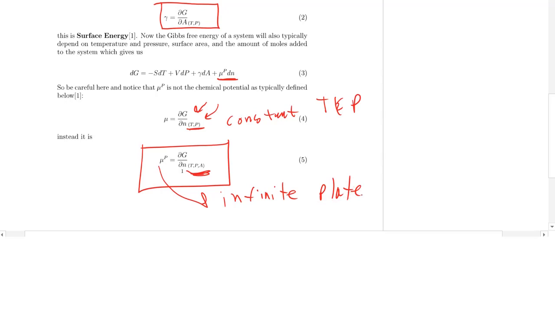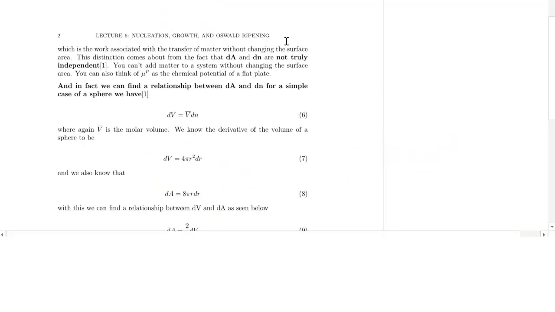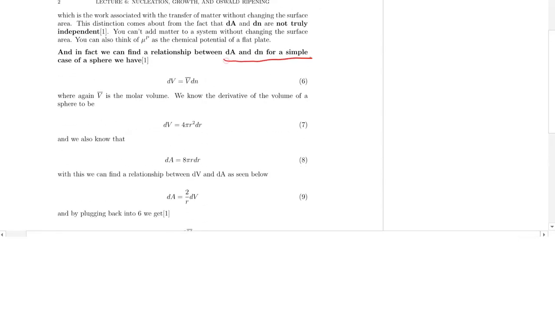So now the question is, how can we write this? There's really no scenario where A is constant, because when you change the number of atoms, A can never be constant. As you change the number of atoms, you're changing the area. So we went through in class, and in the notes you can read through this here. I'm going to skip ahead. We went through this whole derivation for the relationship between dA and dN for the simple case of a sphere.